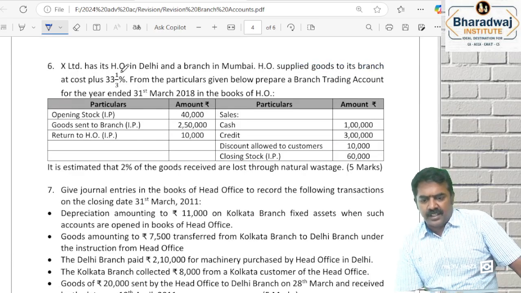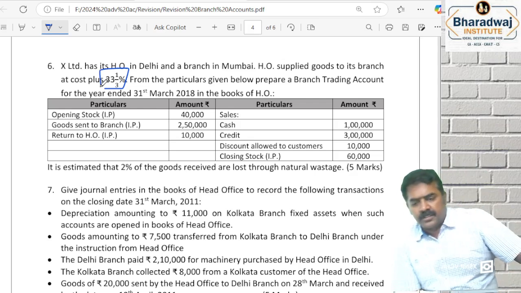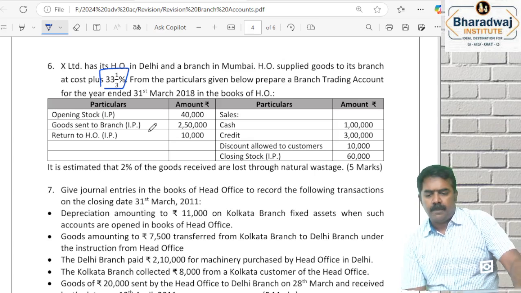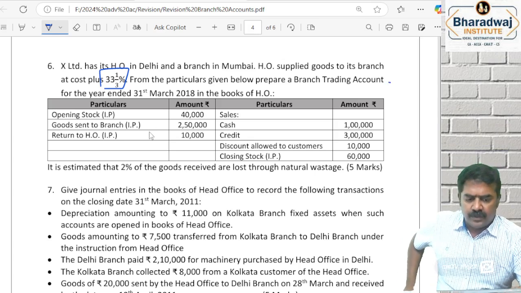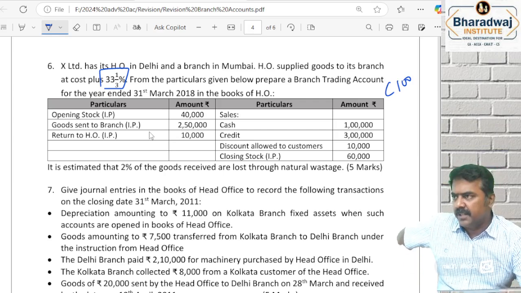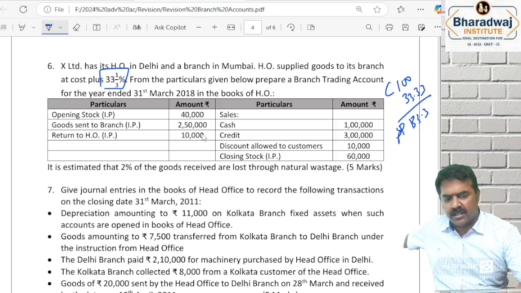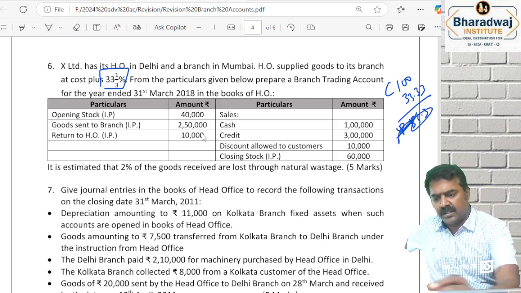X Limited has its head office in Delhi, branch in Mumbai. Goods are supplied to the branch at cost plus 33 1/3%. Prepare branch trading account. See, if cost is 100, profit is 33.33, so selling price will be 133.33. So 1/3 on cost will be 1/4 on what? Sales.